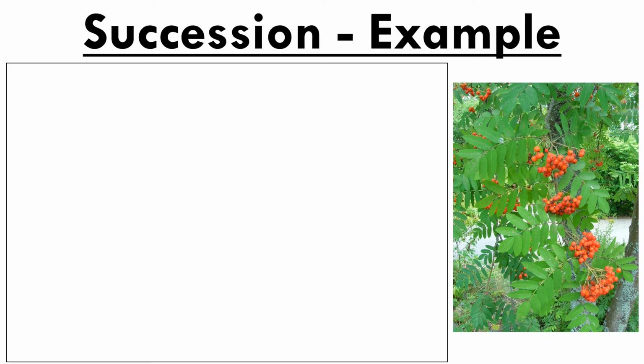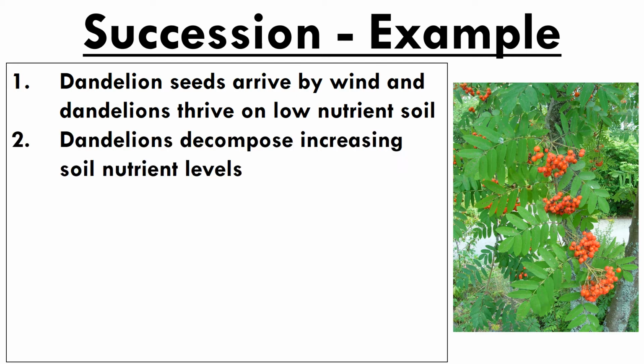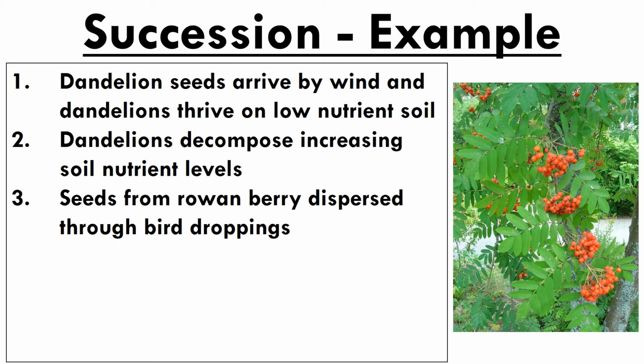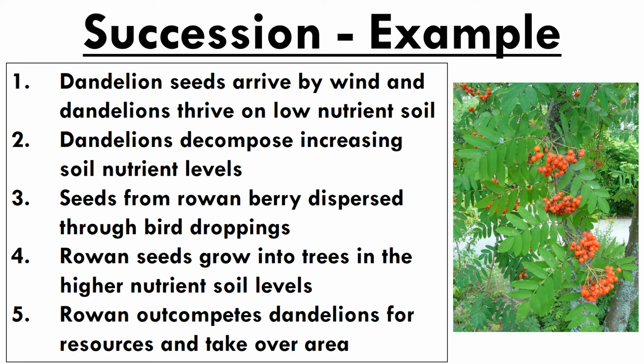So here's an example. Anyone recognise that tree? We'll come to that in a minute. So first of all, you get dandelion seeds. They arrive by wind, so they can survive in low nutrient soil. They then decompose, soil nutrient levels increase, and that is a rowan, if you'd be able to pick that out. So you then have the seeds from the rowanberry. They're dispersed through bird droppings. They grow into trees, because the nutrient levels are high enough in that soil that the dandelions have prepared, and then eventually the rowan outcompetes the dandelions for resources and takes over the area. So they have deep roots, access to water, large leaves, so they can get sunlight.